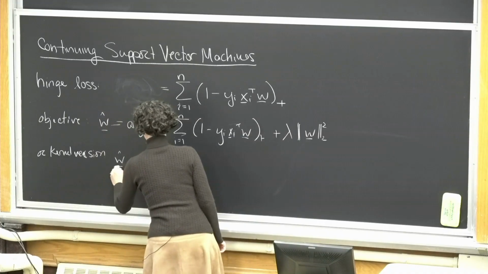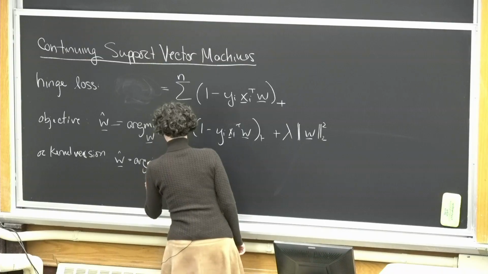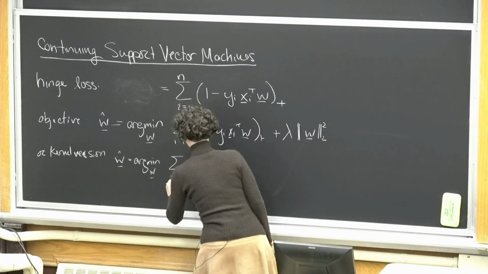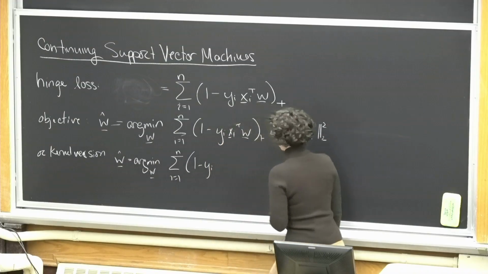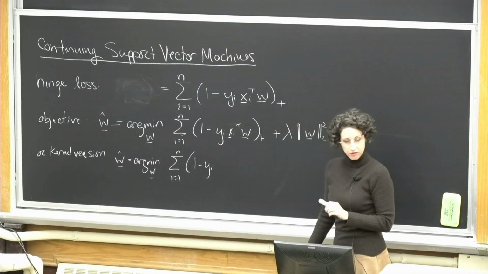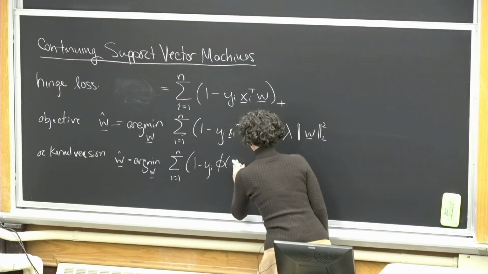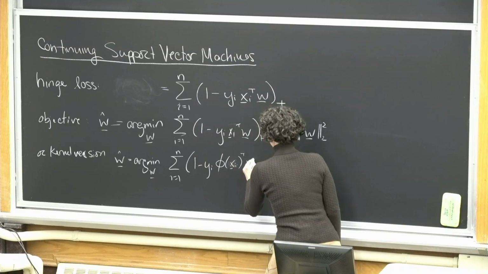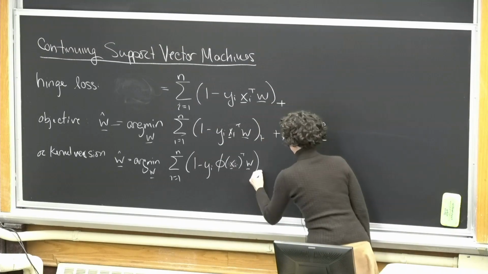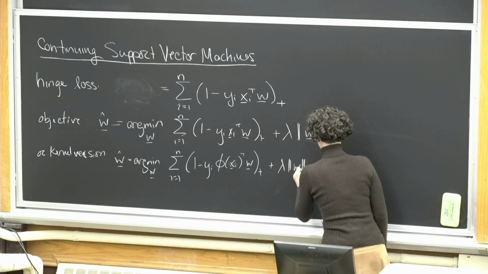where we would say that our weight vector W hat would be the arg min over W, sum from i equals 1 to n, 1 minus yi. And now, instead of working with our original feature vector xi, we would map it to a high-dimensional feature space using some function phi and do our regression or our prediction in that space.